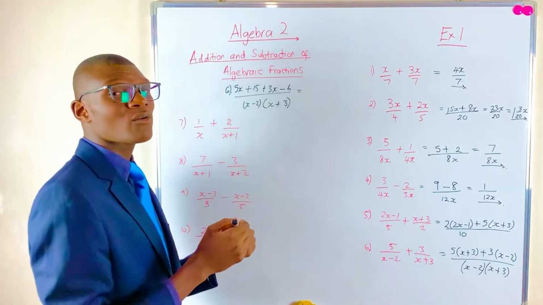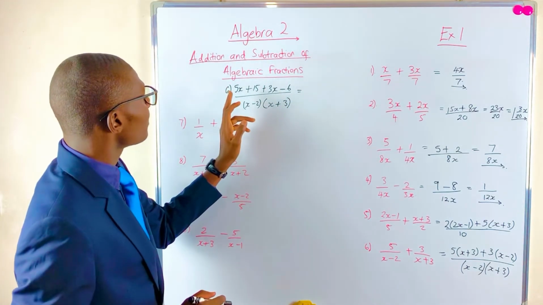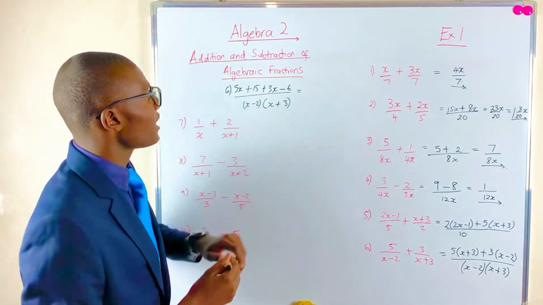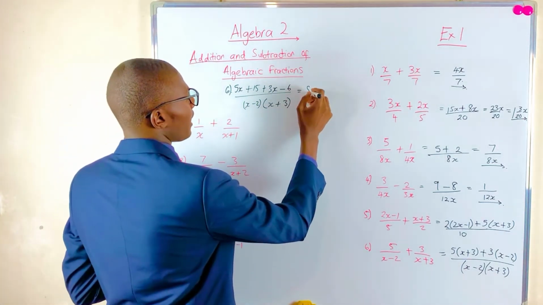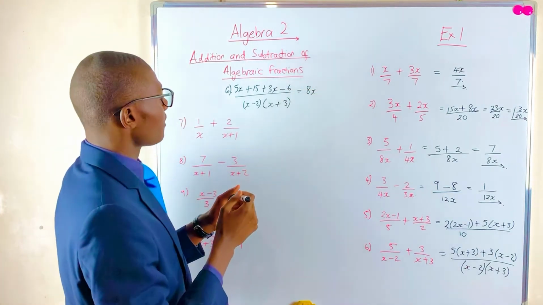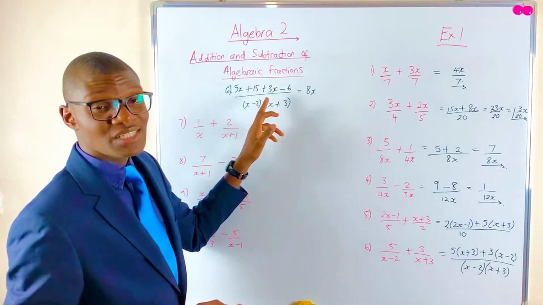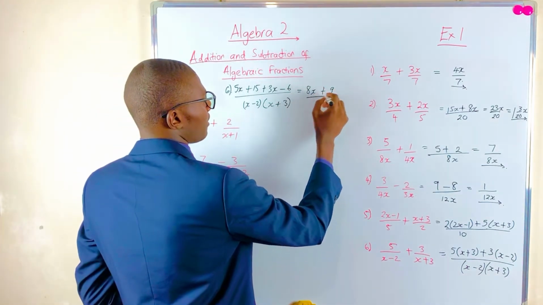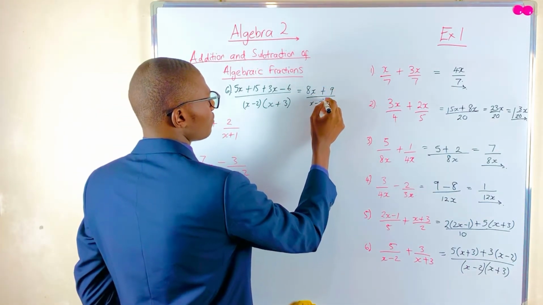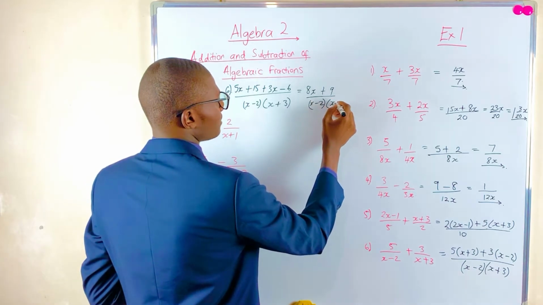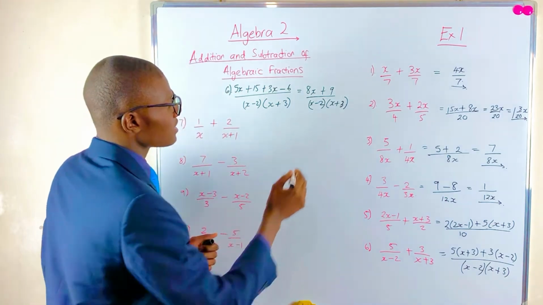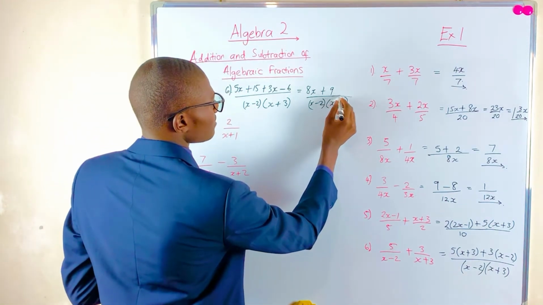Then simplifying what's in the numerator, after we group like terms, of course, we know we've got 5x plus 3x, that gives us 8x. And then we know we've got plus 15 minus 6, that will give us a plus 9. And this is over x minus 2 times x plus 3. So this would be the final answer for number 6.